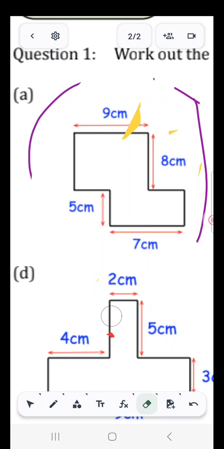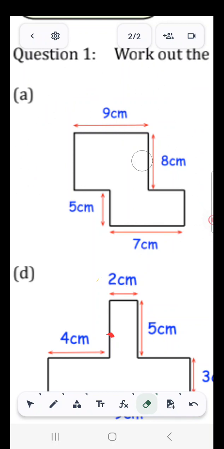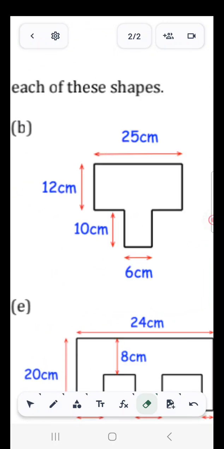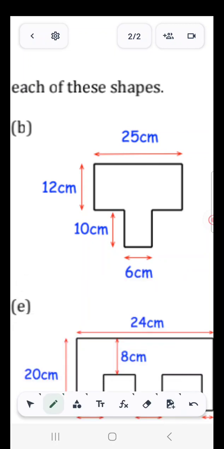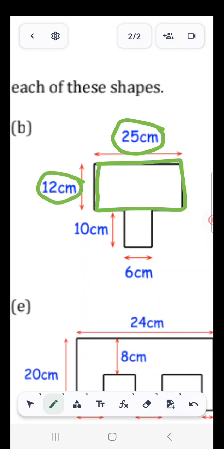Okay, now we will move to the second part. After rubbing out this one, I will move to the second part. So here you go. For the second part, I can select another color, and I can split the shape into two parts like this one. Its length is 25, as you can see here, and its width is 12. It's simple, 25 times 12. So the first rectangle is 25 times 12.